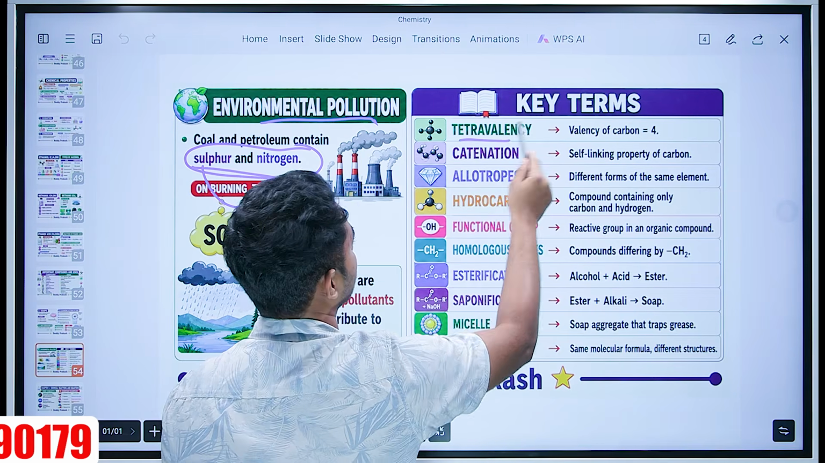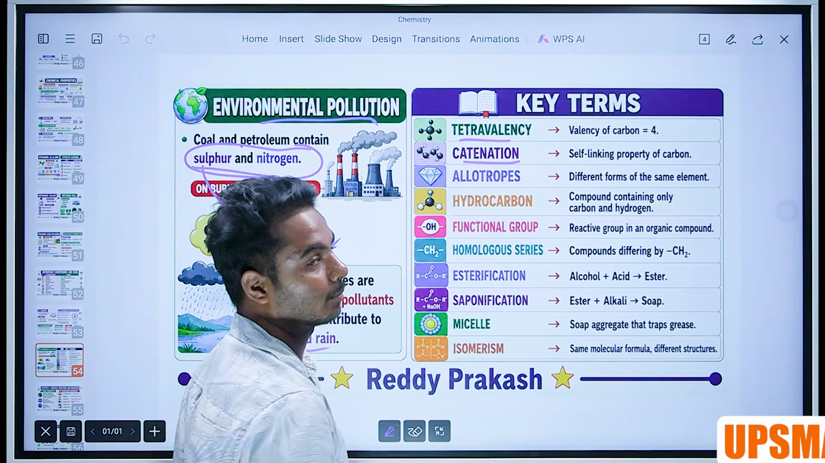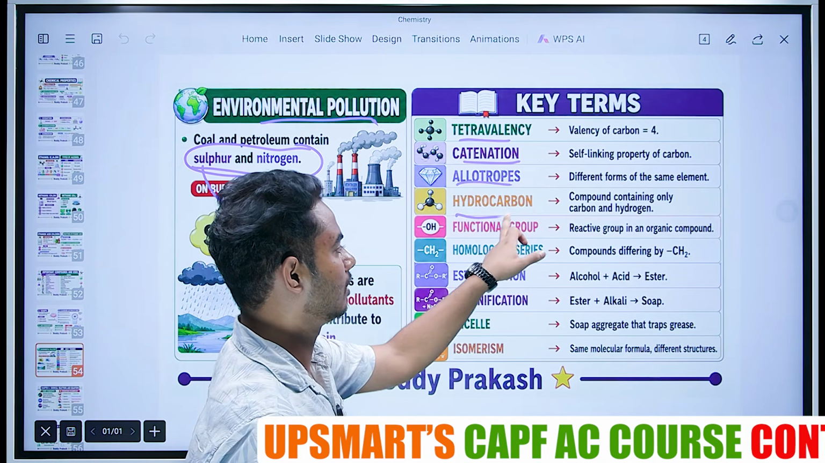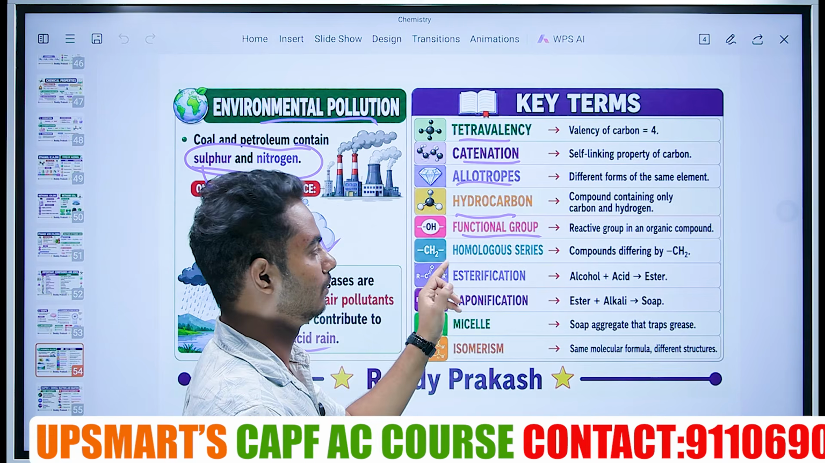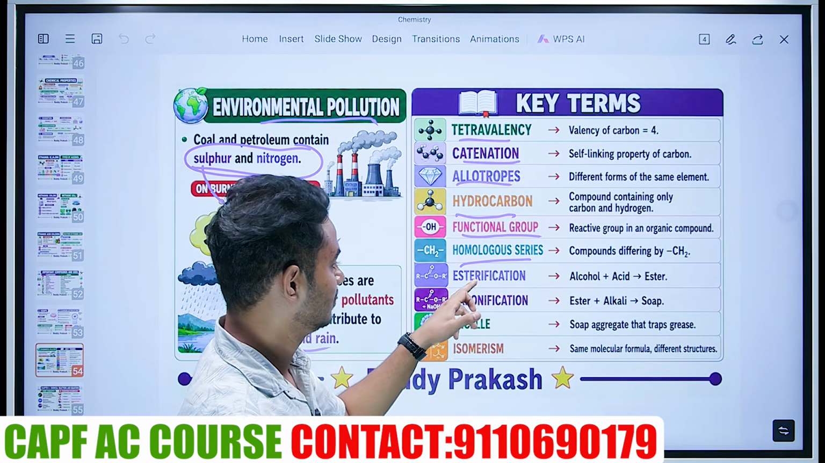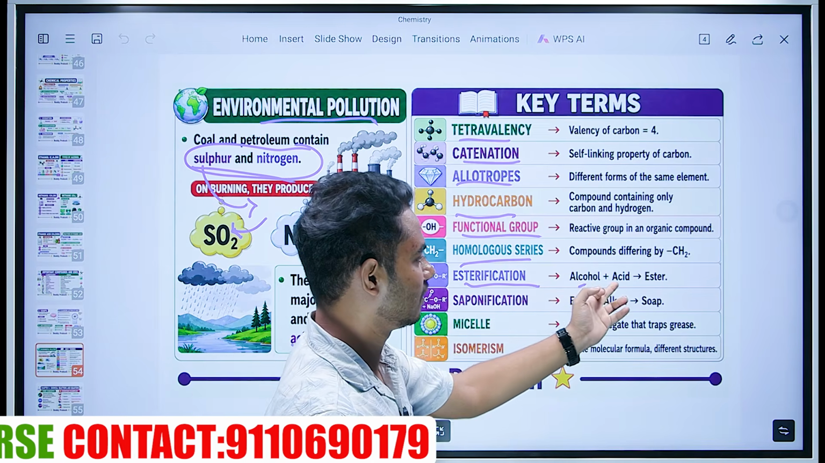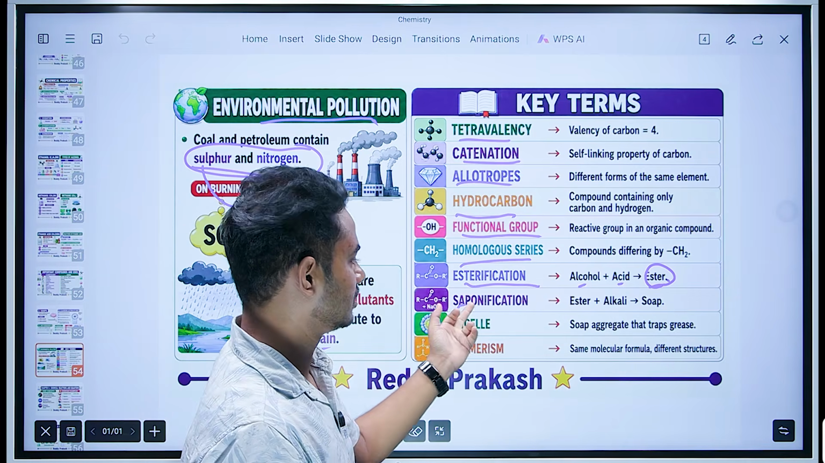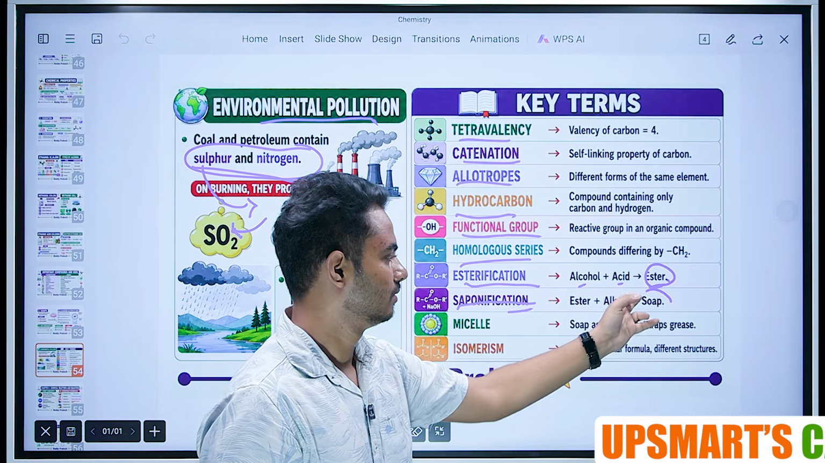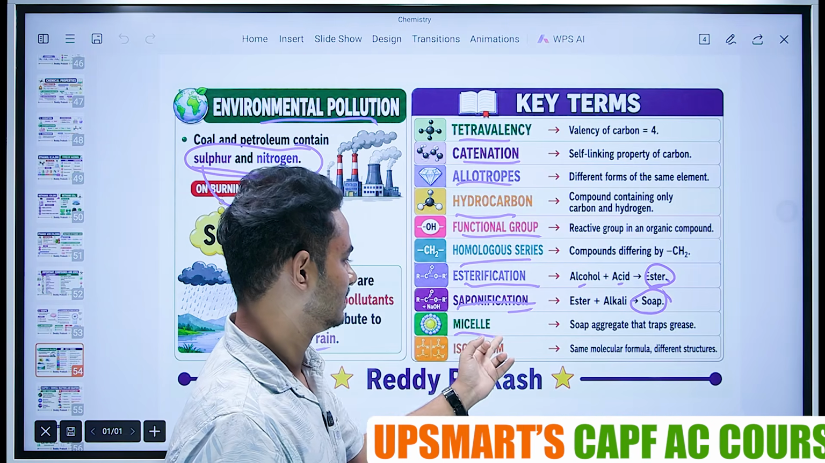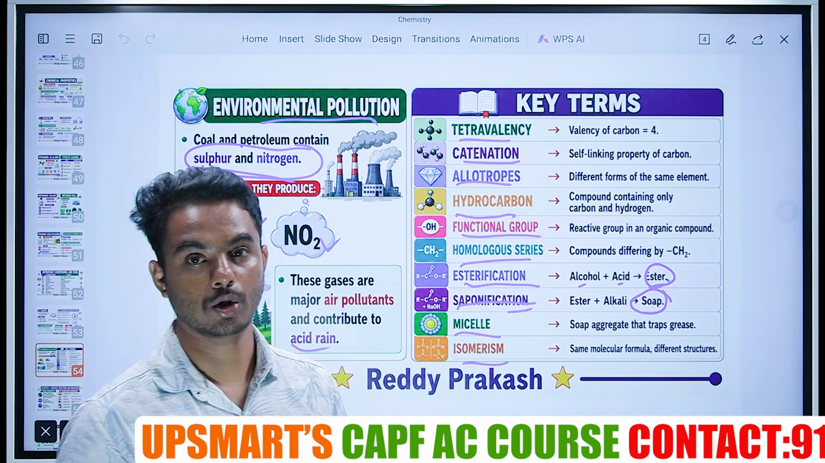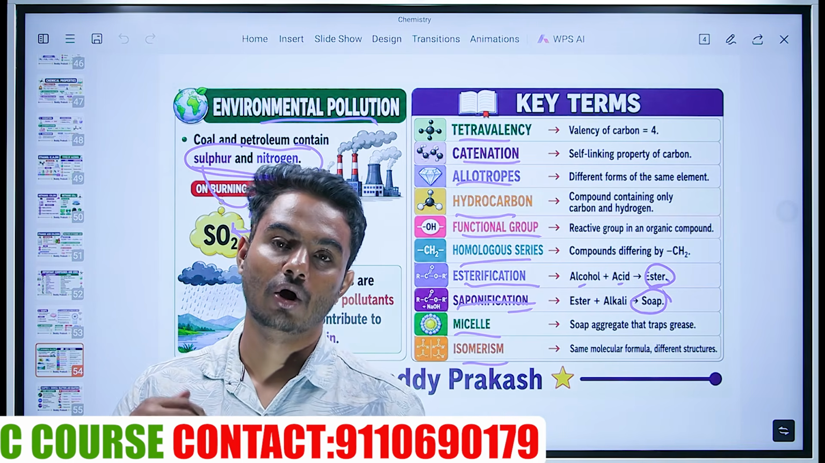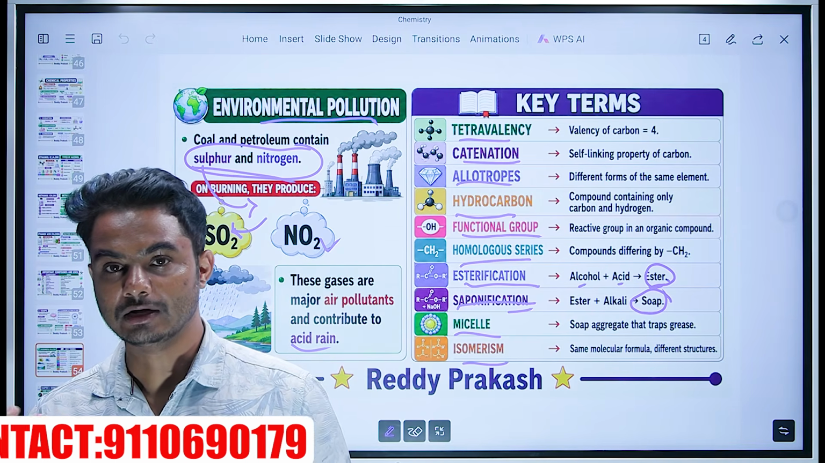Tetravalency means 4. Catenation means self-linking property of carbon. Allotropes means different forms. Hydrocarbon you know. Functional groups you know. Homologous series we discussed. Esterification: acid plus alcohol will give the ester used in perfumes. Saponification is the manufacturing process of soap. Micelles, isomerism. This is all about carbon and its compounds. Very important for the examination. Also easy for the examination. Get a hold of it.